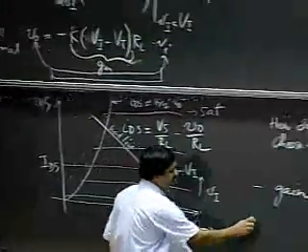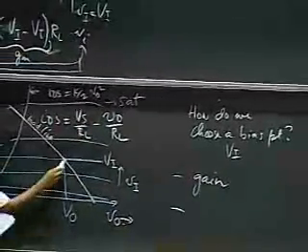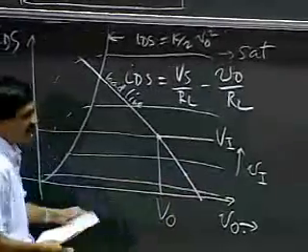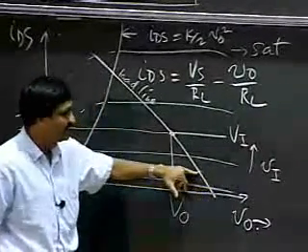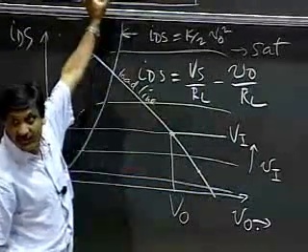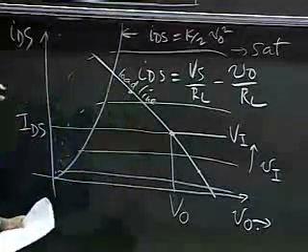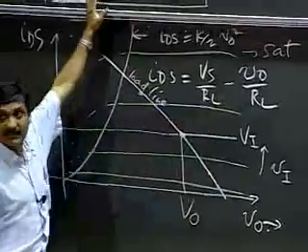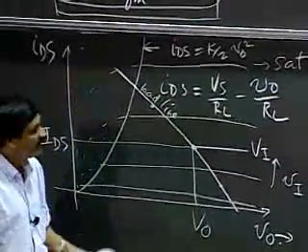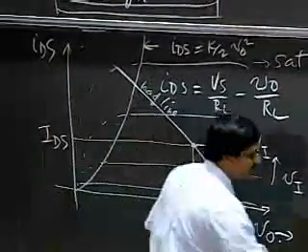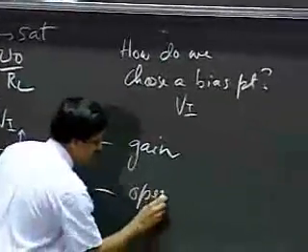If I choose a bias point that is a small VI, then my gain is going to be smaller. If I choose a bias point that's at a much higher value of VI, I get a bigger gain. The second important consideration is operating range.